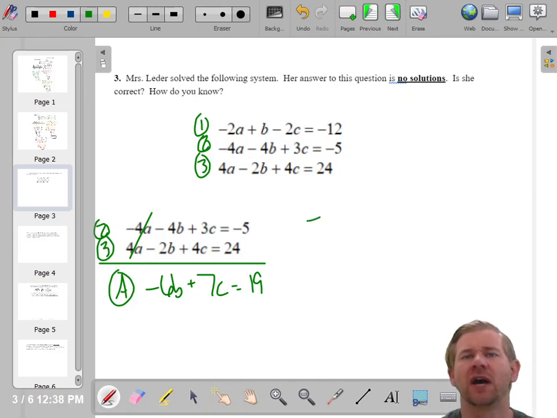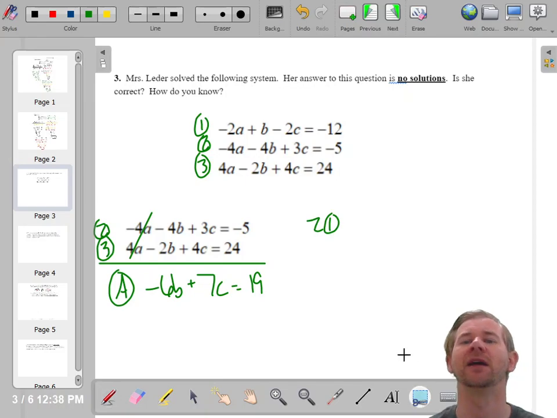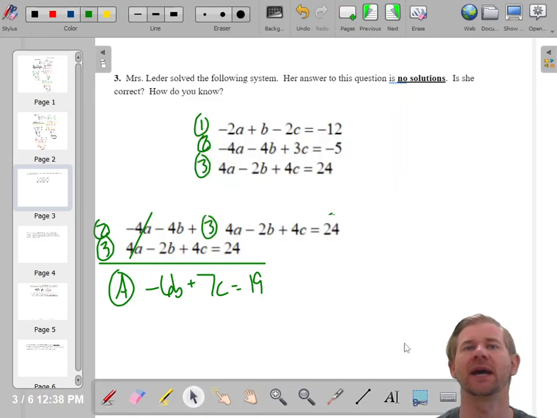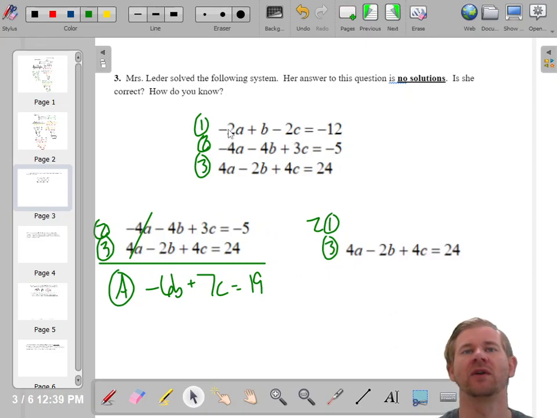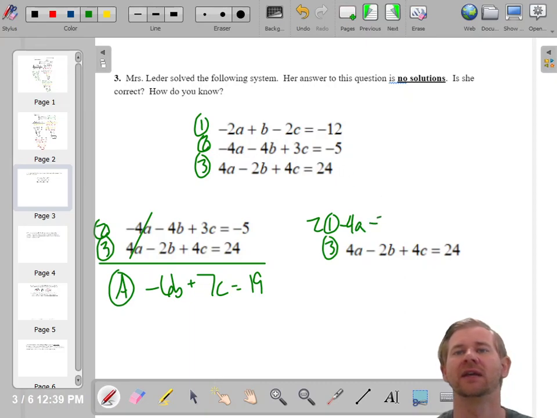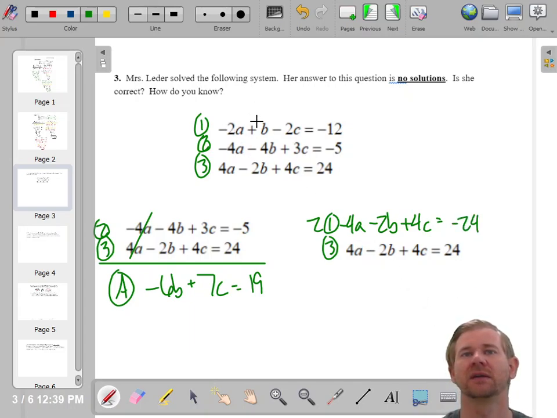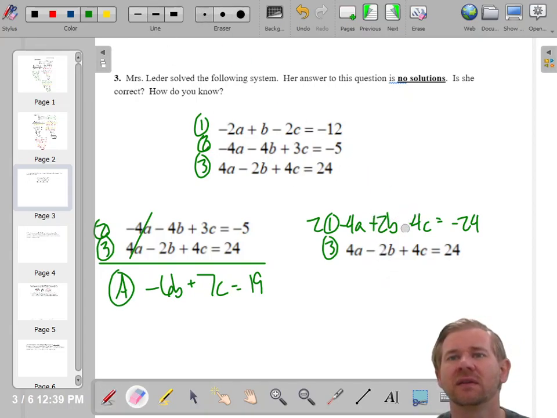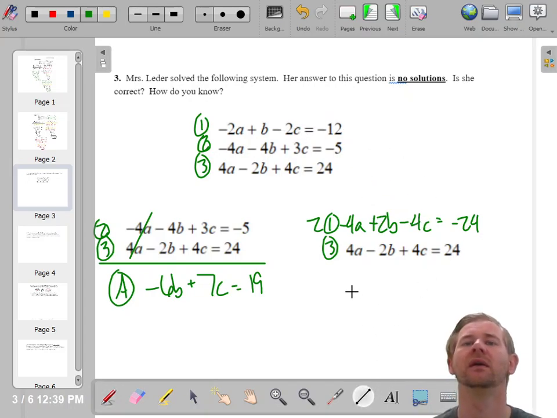How about we do 2 times line 1, and then I keep line 3. The reason I'm doing that is because if I do 2 times line 1, I'll get negative 4, and that'll cancel out positive 4. So now this is negative 4, negative 2b, positive 4c, and negative 24. So negative 4, wait, no, that's positive 2. Wait, why was I flipping the signs? I shouldn't have flipped the sign. Look, 2 times negative 2 is negative 4. 2 times 1 is positive 2. 2 times negative 2 is negative 4. There we go, okay. Be careful.